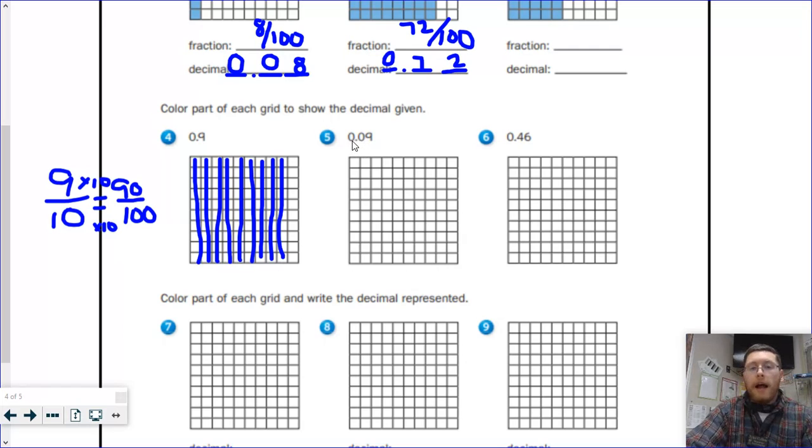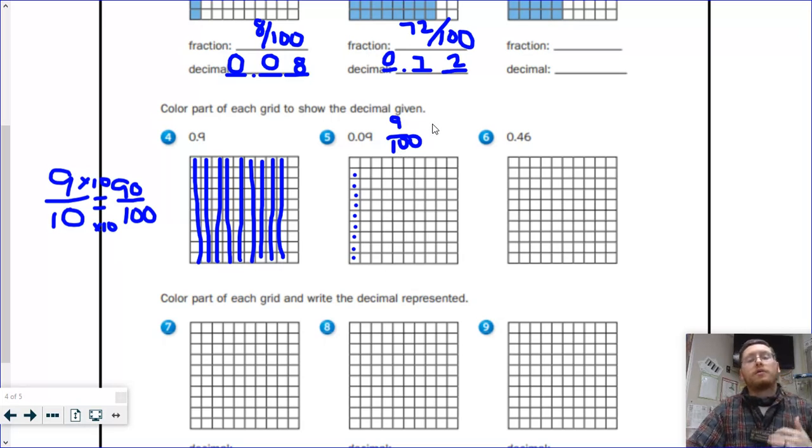So I have 0.09 hundredths. So that's like saying I have 9 out of 100 pieces. So instead of doing 90, how many do I have to do out of the total 100? Only 9 of them. So I have 1, 2, 3, 4, 5, 6, 7, 8, 9. 9 out of the total 100 pieces.